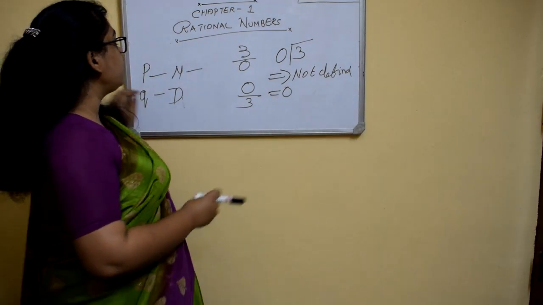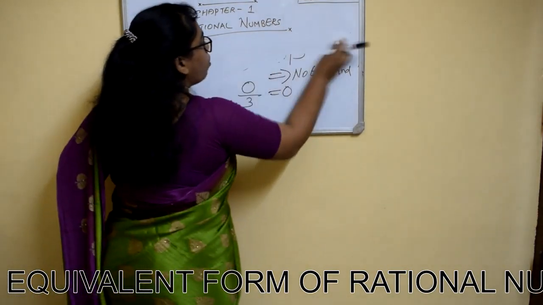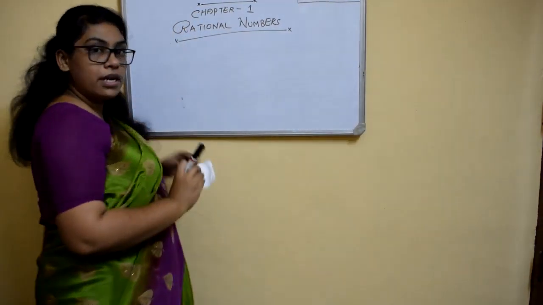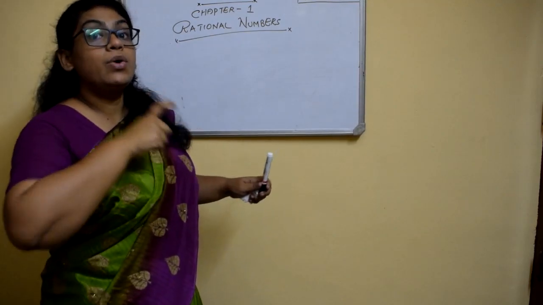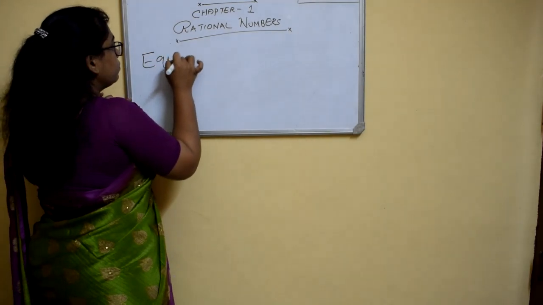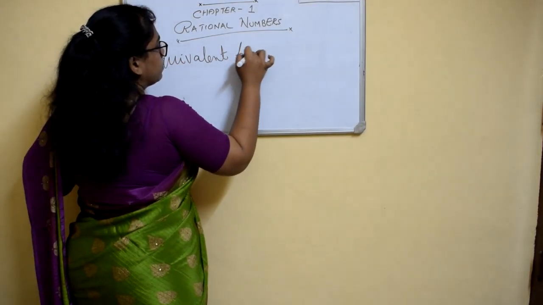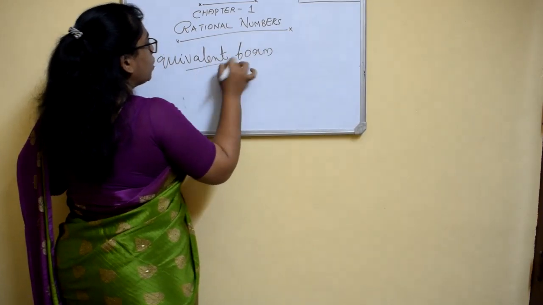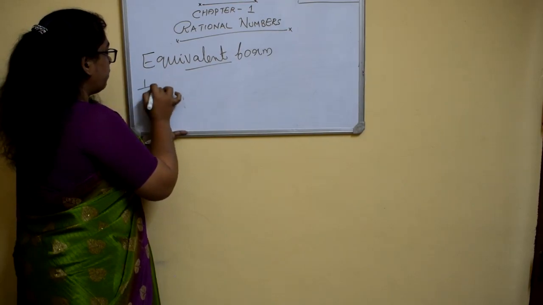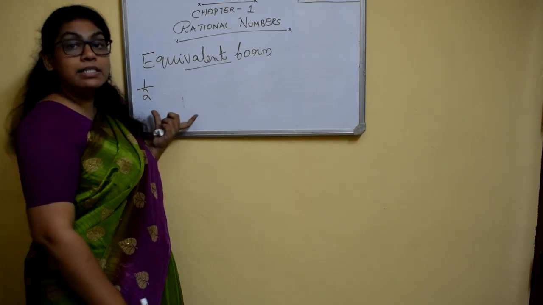Now we are going to discuss the equivalent form of a rational number. Equivalent means it is also the same rational number, the equivalent form or equal form. One example I will show you. First one, 1 by 2. 1 by 2 is one rational number.